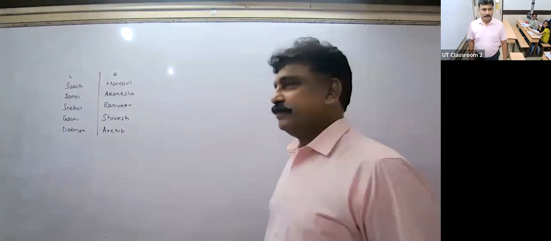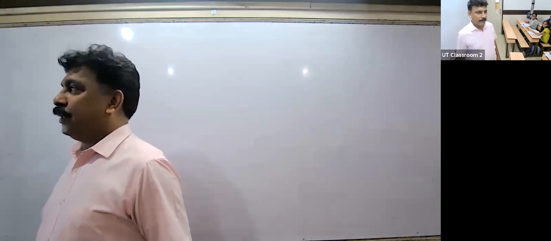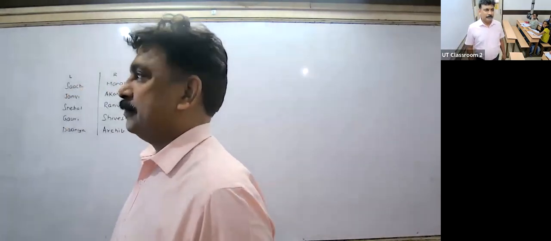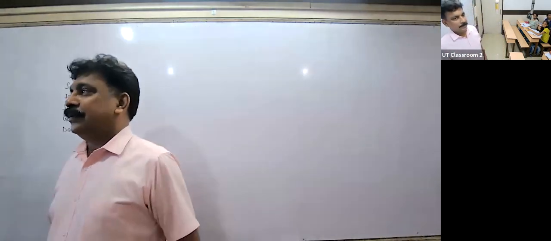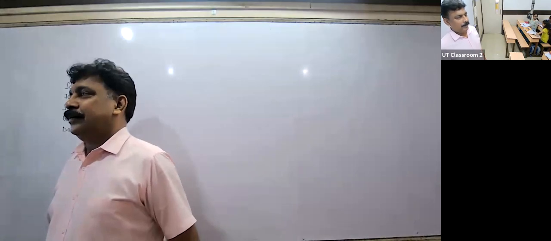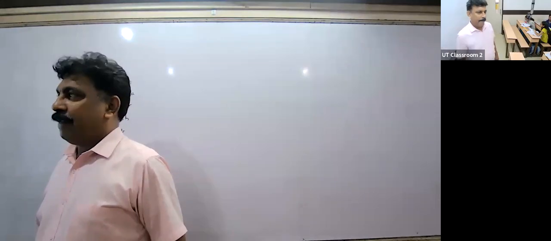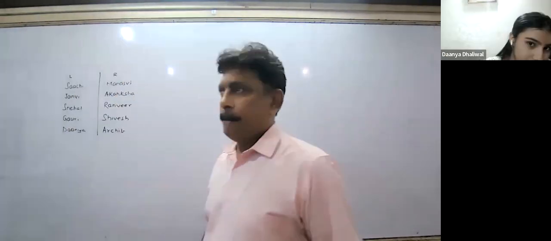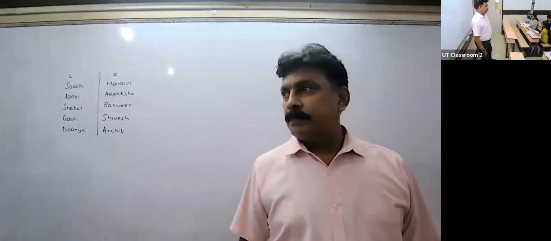Read, Gauri. Light example. Photochemical, he was saying correctly. Yes. 6CO2 plus 6H2O gives C6H12O6 plus 6O2. Very good. Next one. H2 plus Cl2 with the help of light gives 2HCl. Yes. Next.